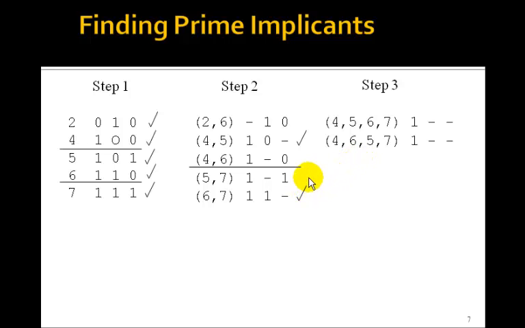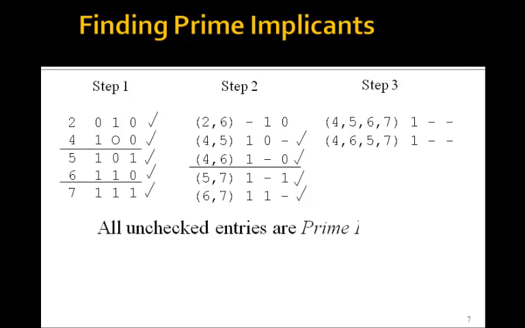Well, we're done. This is all we can do. We forgot to check off this one and this one. Okay, so now we're done. So what's the answer? Well, the answer is that all unchecked entries are prime implicants. Well, here's an unchecked one, and this, which is the same one, is an unchecked one. So we have 2 prime implicants. The first one is dash 1, 0, which is y and not z. And the second one is 1 dash dash, which is just x.